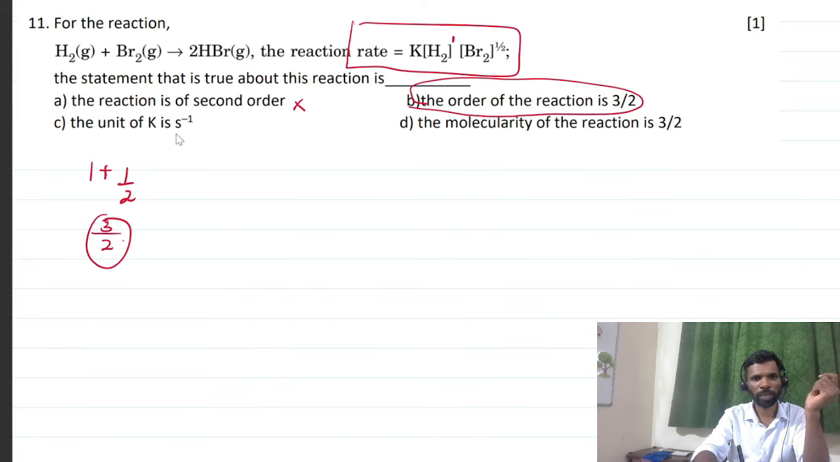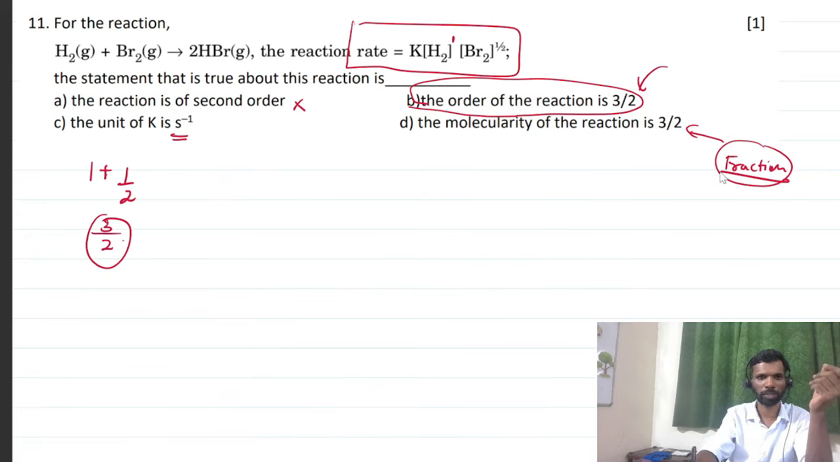The units of K is per second. If the order is 3 by 2, you know that this unit is only for a first order reaction. Okay, the molecular rate of the reaction is 3 by 2. Molecular rate of the reaction cannot be a fraction. We know this. It is always a whole number. Molecular rate of the reaction cannot be a fraction. 3 by 2 is a fraction. So the answer is option B over here.